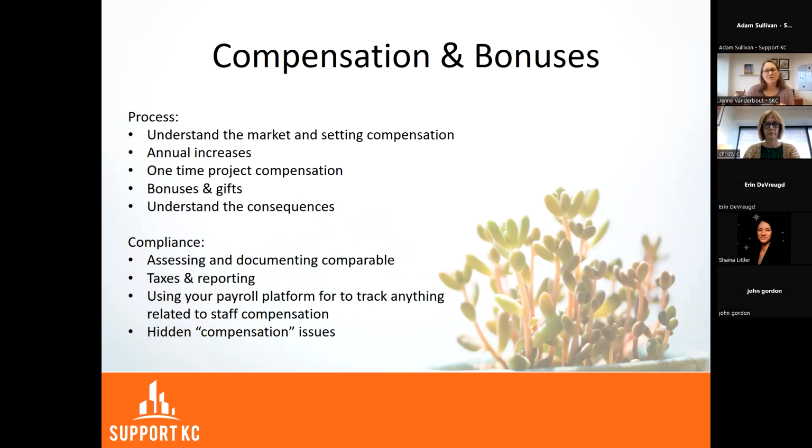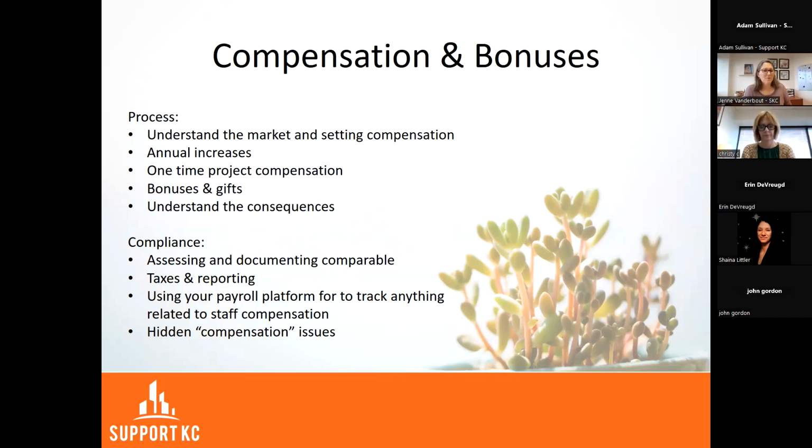So really understanding that, documenting that, have a process and something in place for how you assess and award annual increases, how you determine and award one-time project compensation. And then a big piece is everything around bonuses, related to those projects, and gifts, and understand the consequences of when you make a gift.